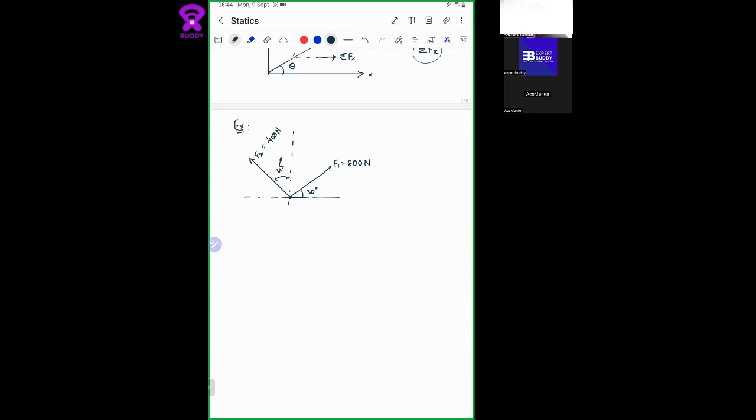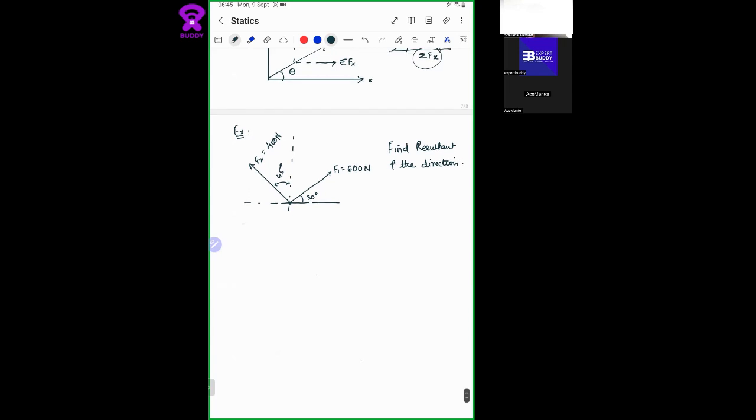Okay. So what you have to do is find the resultant and the direction. Basically the magnitude and the direction. Okay. So there are two ways to approach the problem. I'll tell you the first way first, how to approach.